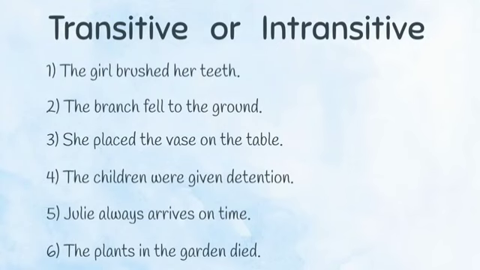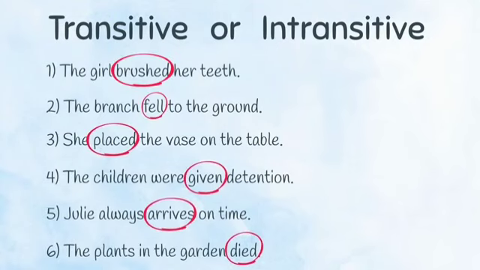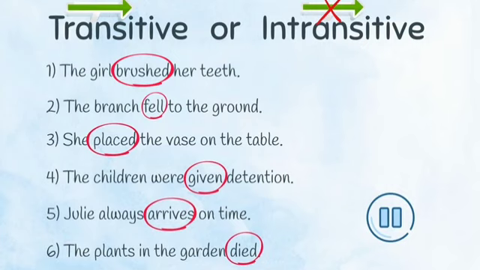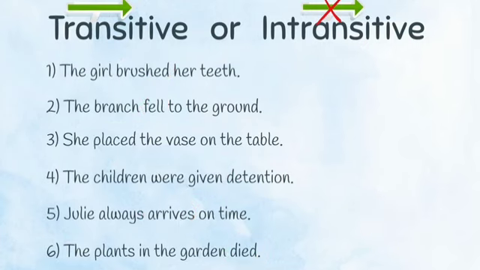See if you can work out whether the verbs in the following sentences are transitive or intransitive. Pause here while you work. Let's check the answers. In the first sentence, the action of the verb brushed moves through the subject, the girl, to the direct object, her teeth. This means brushed is transitive.